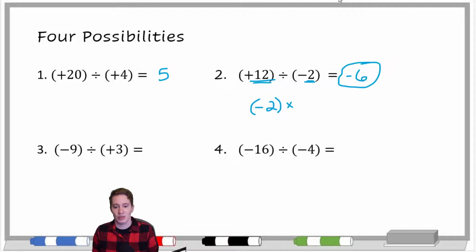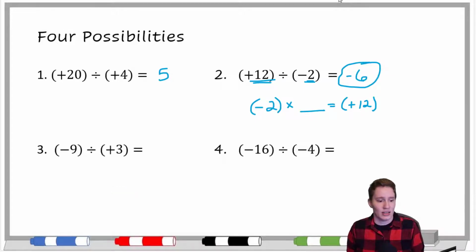Negative 2 times what gives you a positive 12? The answer to that has to be negative 6 because we said a negative times a negative gives us a positive. So that's another way we can think of to make sure we understand why it needs to be negative 6. Same kind of thing here on 3, sort of.